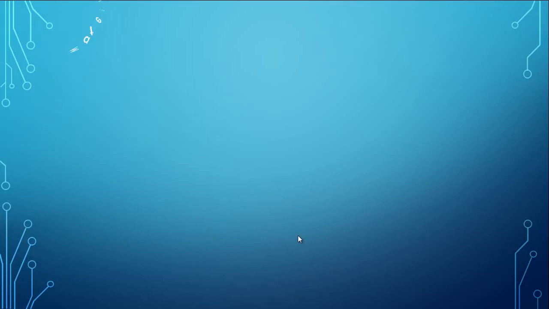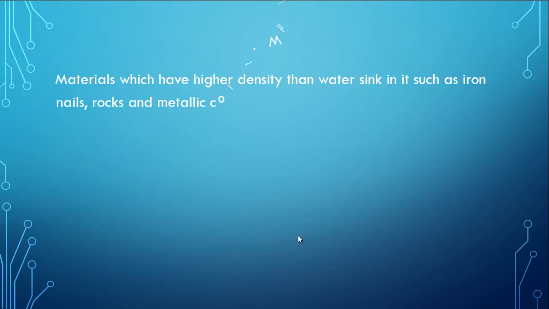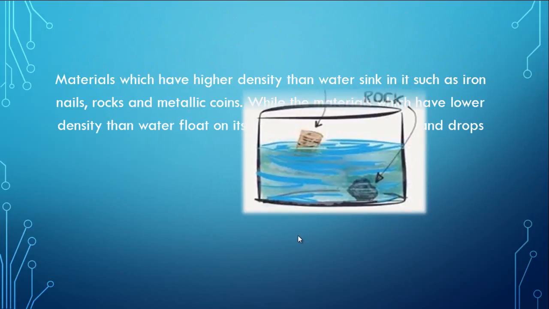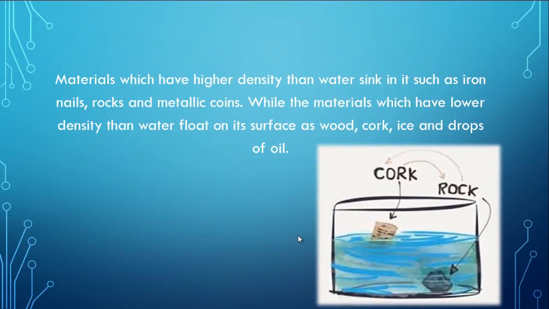So materials which have higher density than water sink in it, as iron nails and rocks, also metallic coins, while the materials which have lower density than water float on the surface, as wood, cork, ice, and drops of oil.